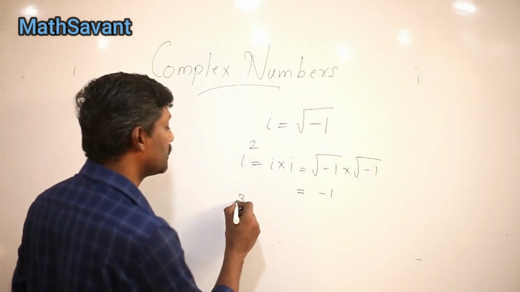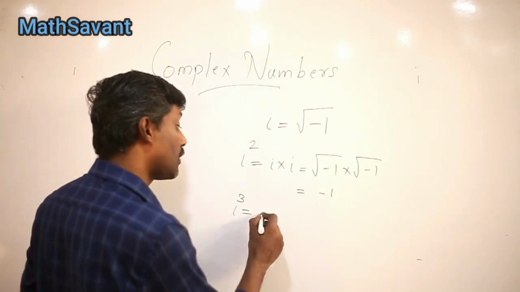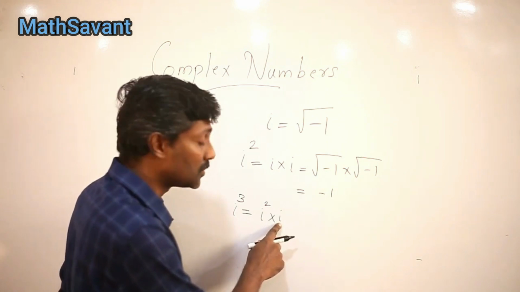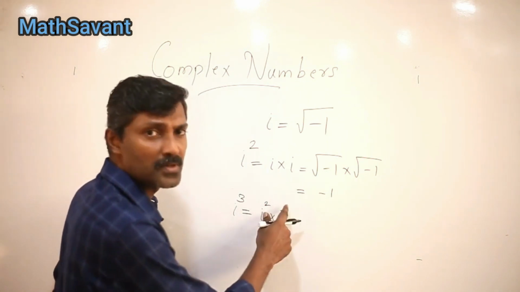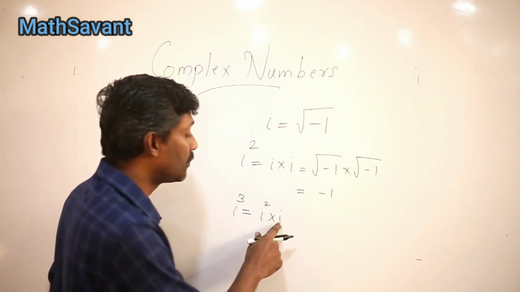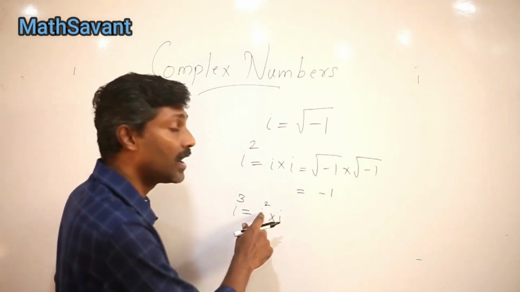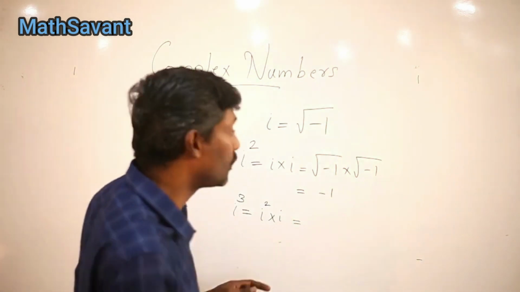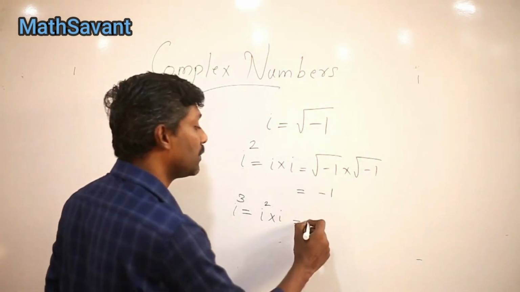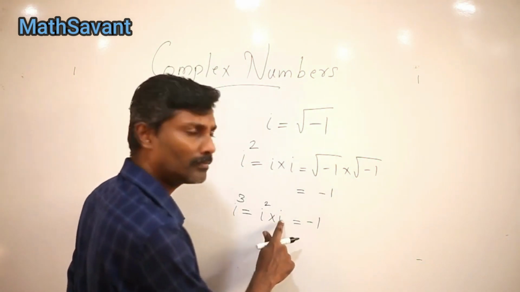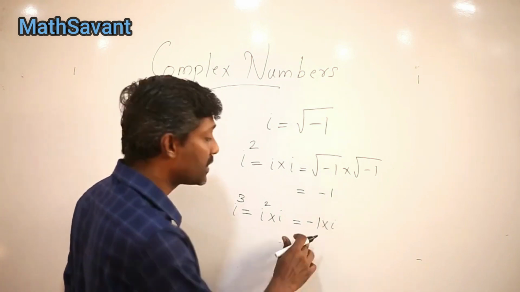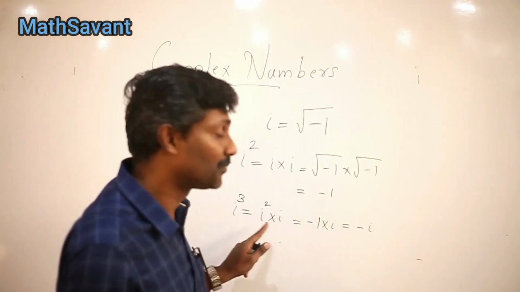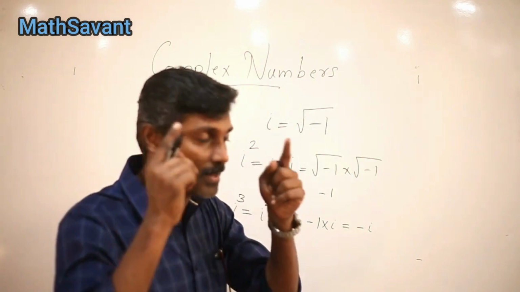And what about i cube? i cube is i square into i, right? i means i raised to 1. So i square into i means just add the powers of i, okay? Here the power of i is 2, here the power of i is 1. So i square into i means i raised to 2 plus 1, which is i cube. Now we already know the value of i square and i. i square is minus 1, and i is i itself. So what is minus 1 into i? It is nothing but minus i. So i cube is nothing but minus i. Just memorize that, okay?